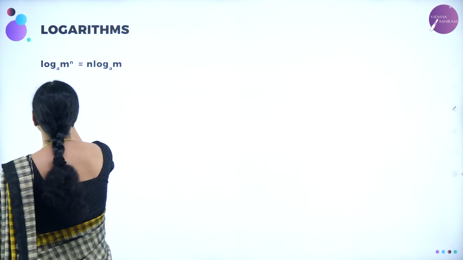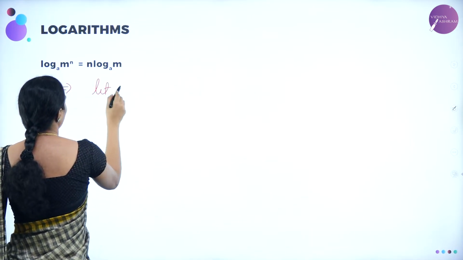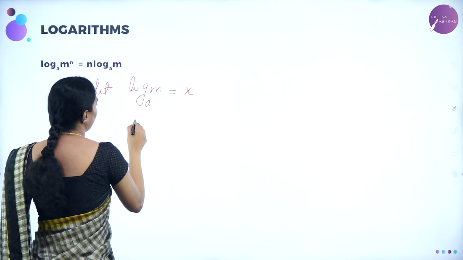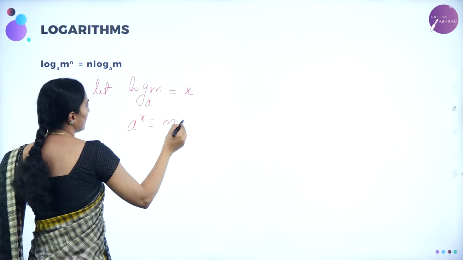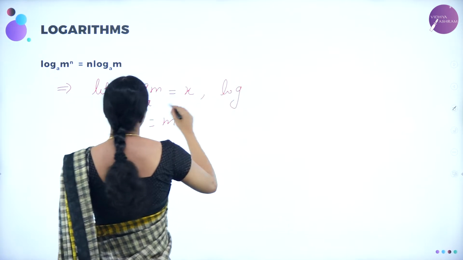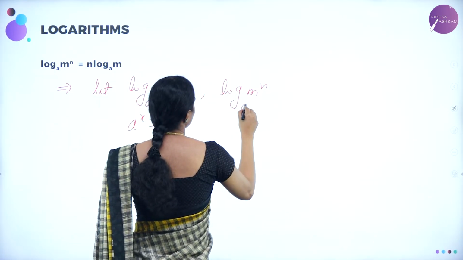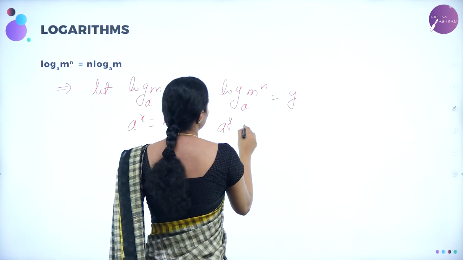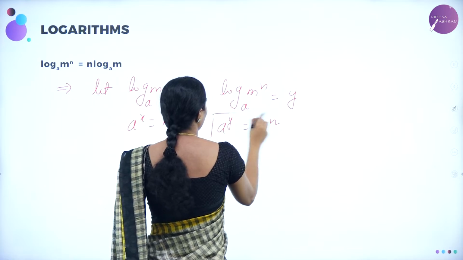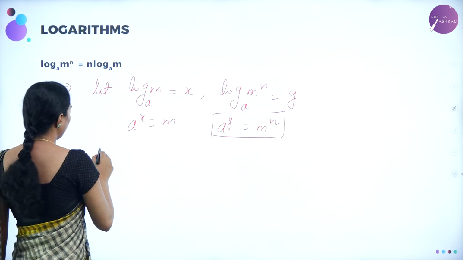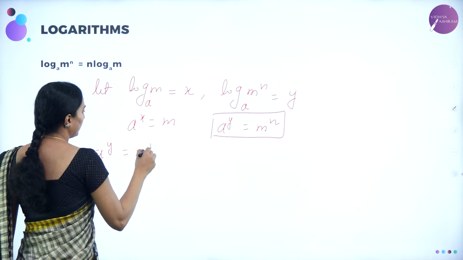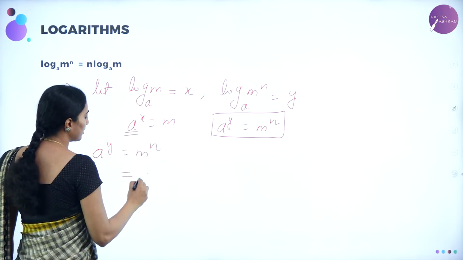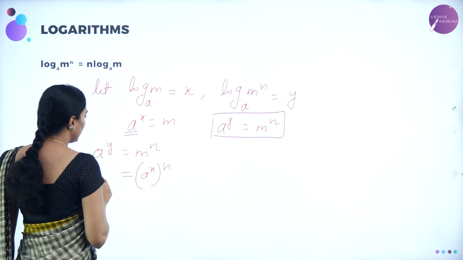So here I am going to take, let log m to base a is equal to x. Therefore, a power x is nothing but m. Similarly, log m power n to the base a is equal to y. How can I write it? a power y is equal to m power n. Let me take this one and then prove. So, a power y is equal to m power n, correct? What is m? M is nothing but a power x. So, a power x whole power n is a power y.